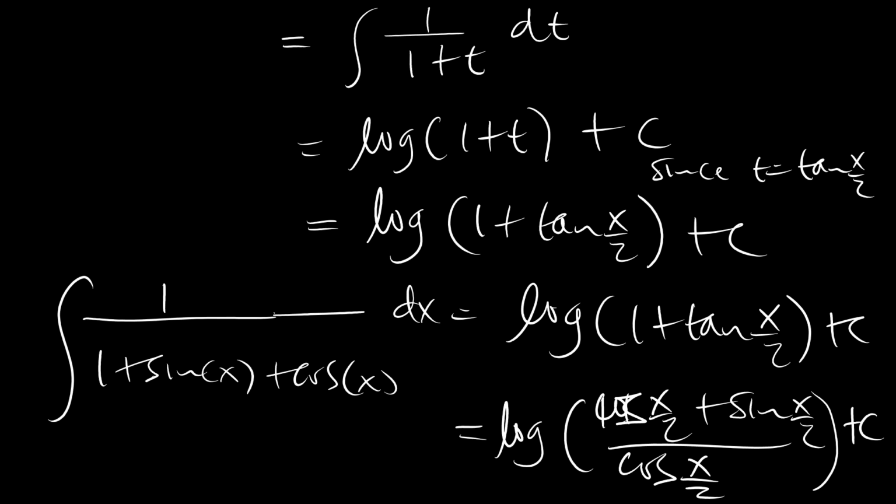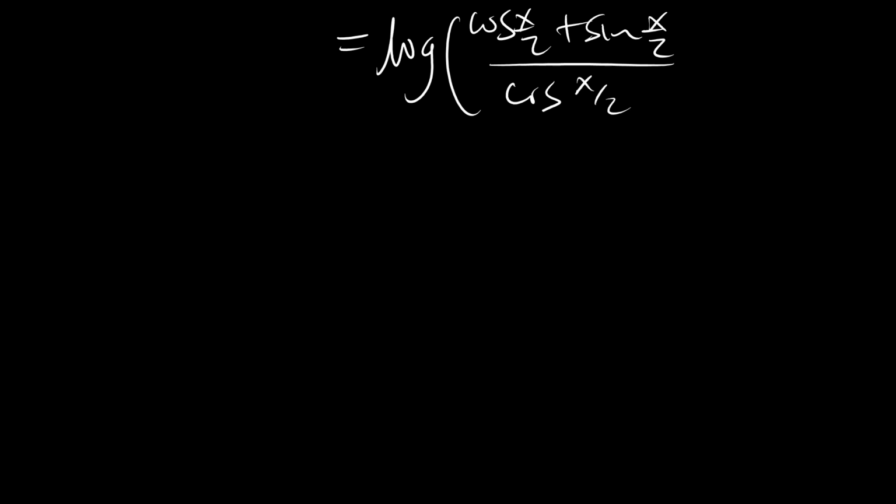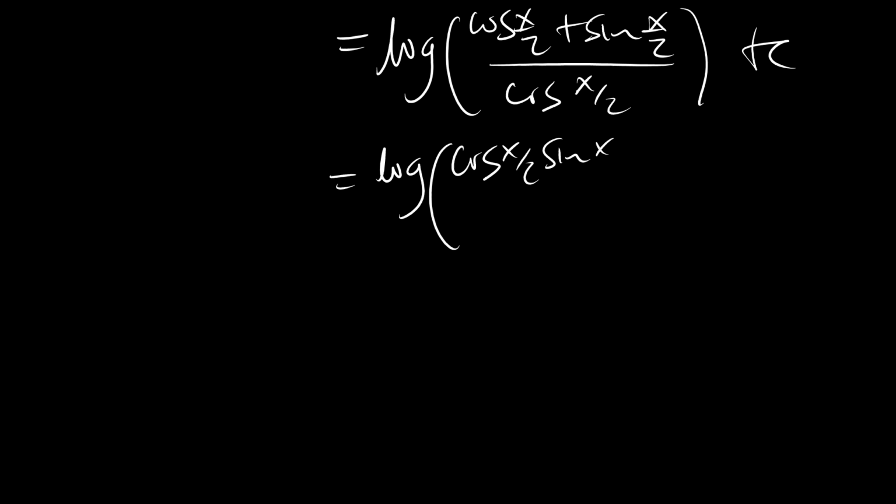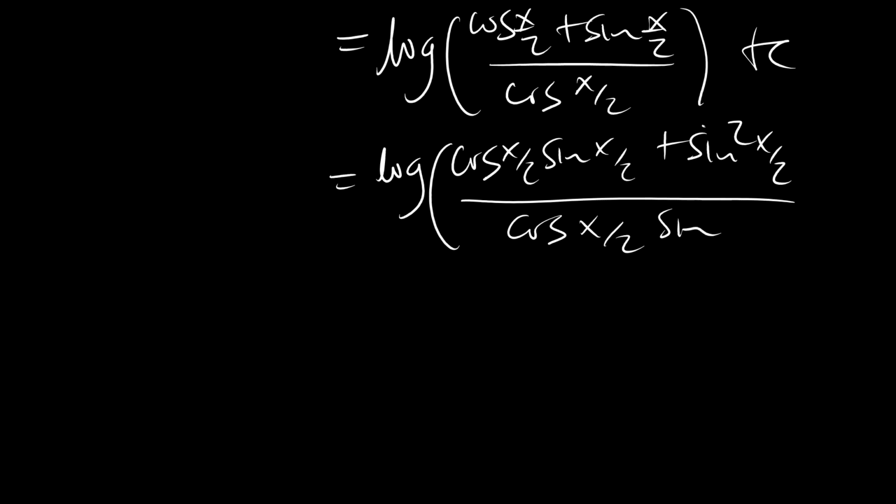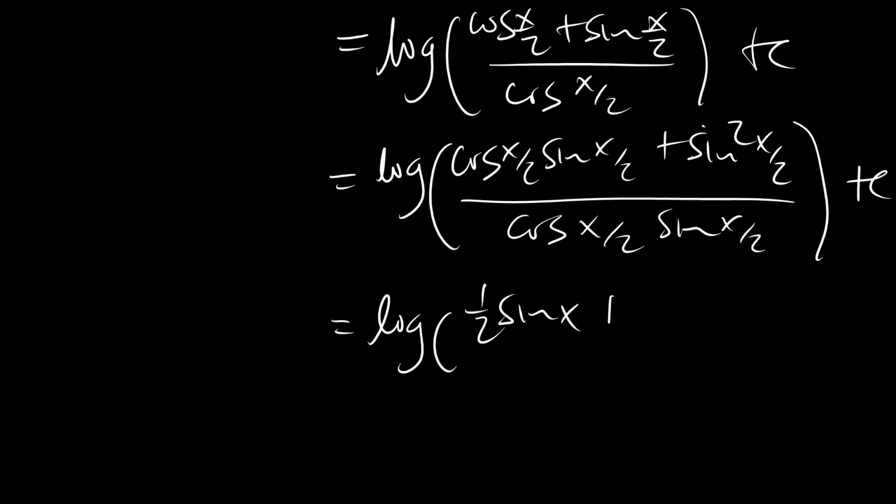We can even simplify it further. So since we said this is the same as log of cosine x over 2 plus sine x over 2 over cosine x over 2 plus c, multiplying by sine x over 2, both numerator and denominator, we have cosine x over 2 sine x over 2 plus sine squared x over 2 over cosine x over 2 sine x over 2, plus c.